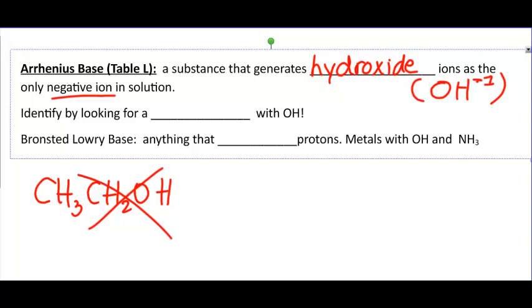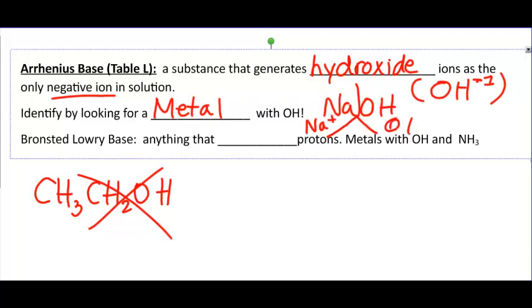Simply having the OH does not make you a base. You need to be able to give it up when they put you in water. You need to be able to release it. And alcohols don't release it. You know who does release it? Metals with OH. So you can identify a base when you have a metal with OH. For example, NaOH. Because when you put this in water, it's like the Angry Bird that splits. You get Na plus and OH minus. You donate hydroxide ions as your negative ion. That's what makes you a base. That's it. Metals with OH.